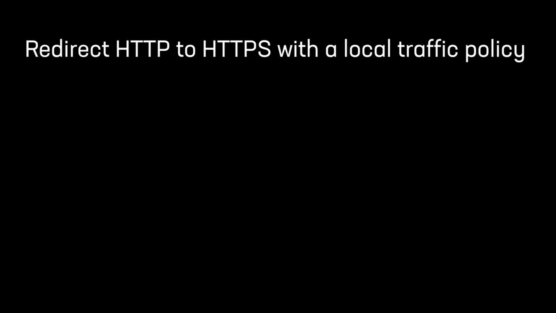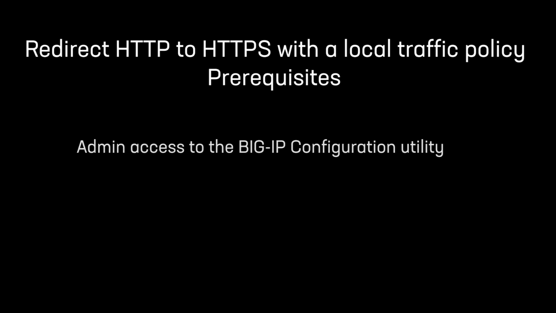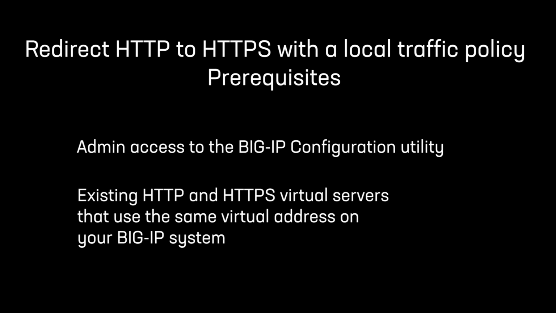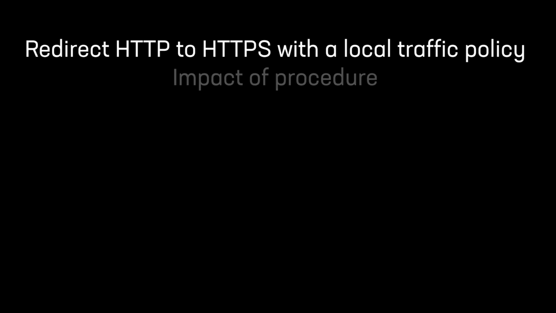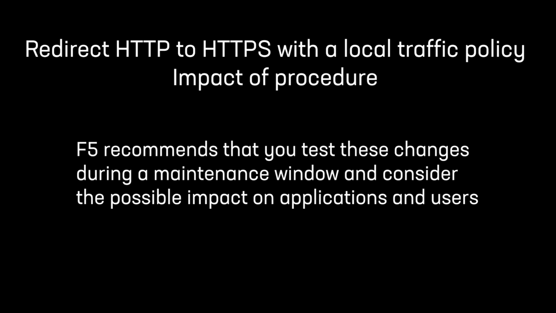Before you begin, make sure you meet the following prerequisites. You have administrative access to the BIG-IP configuration utility. You have existing HTTP and HTTPS virtual servers that use the same virtual address on your BIG-IP system. The impact of this procedure depends on your specific environment. F5 recommends that you test these changes during a maintenance window and consider the possible impact on your applications and users. First, configure a local traffic policy to redirect HTTP requests to HTTPS using the configuration utility.